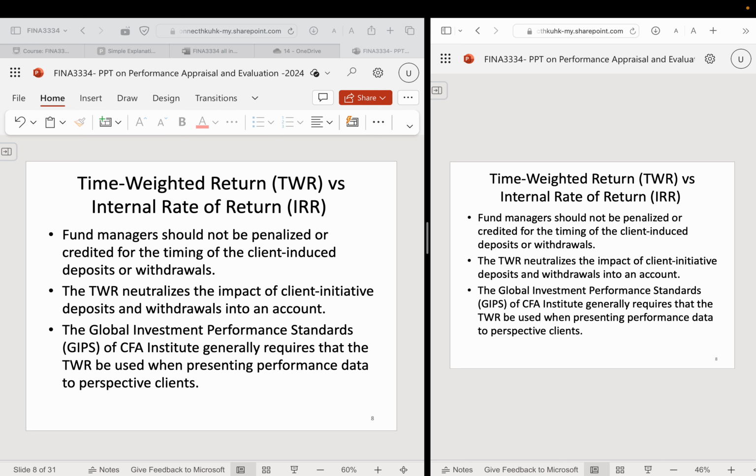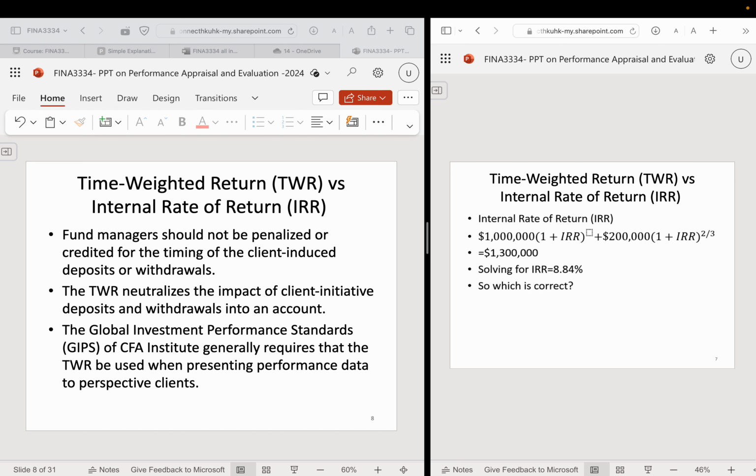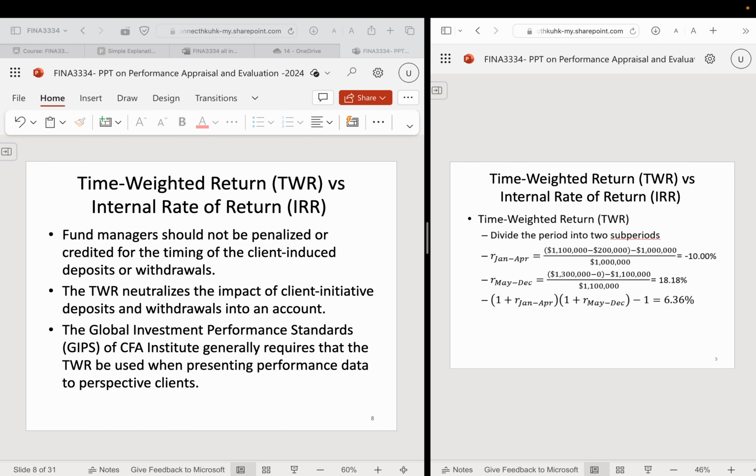For PE and real estate, IRR is recommended because the cash flows are controlled by the fund managers through cash calls and liquidation. So this is the main difference. The fund manager can provide both calculations in order to mitigate the differences. So make sure the client knows the difference in calculation, but the absolute amount is the same.